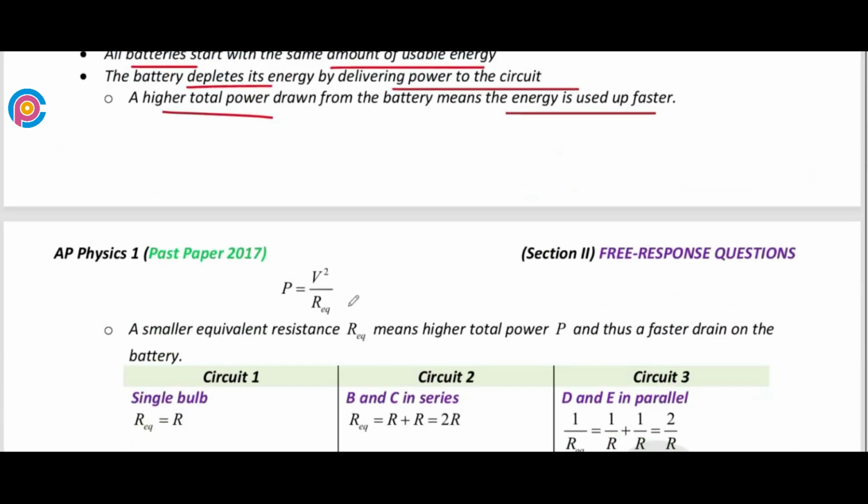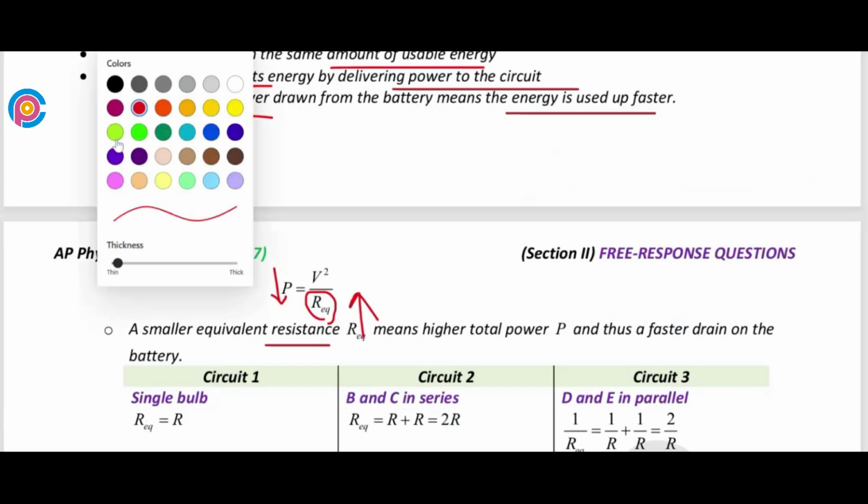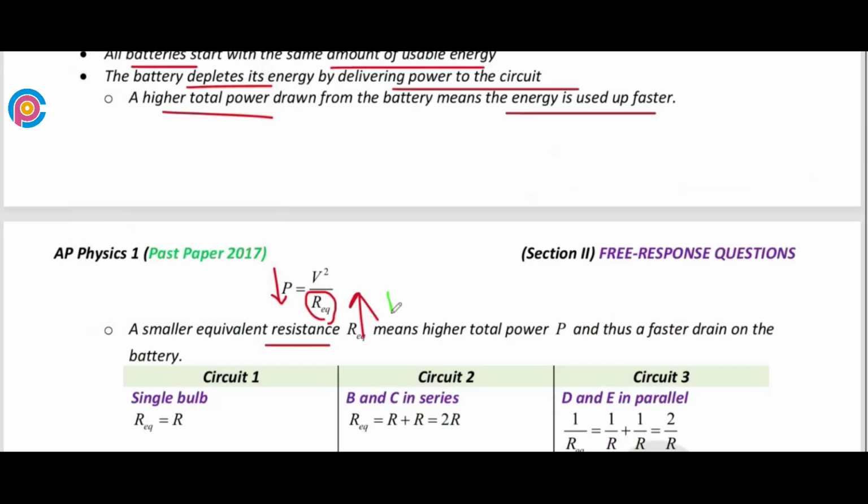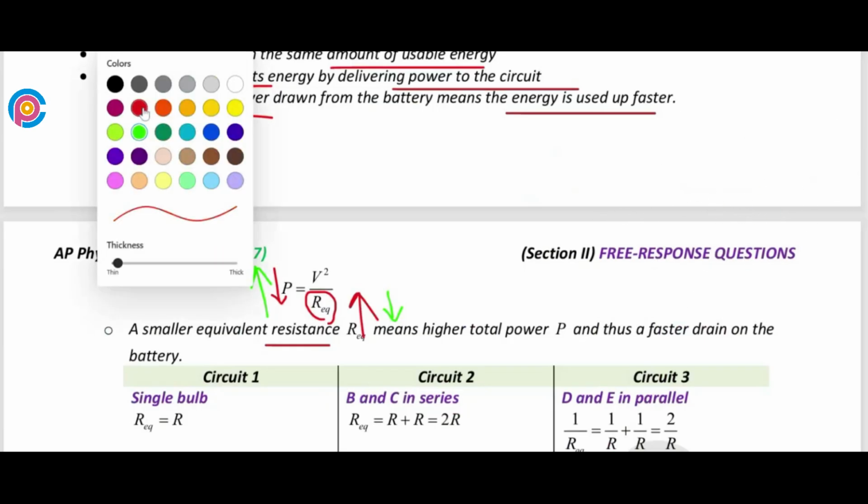Okay. Now we have the equation P equals V squared over R. R is the equivalent resistance, meaning the higher the equivalent resistance, the lower the power drawn. Vice versa, if the equivalent resistance is small, then the power drawn will be larger. That's the vice versa solution here.